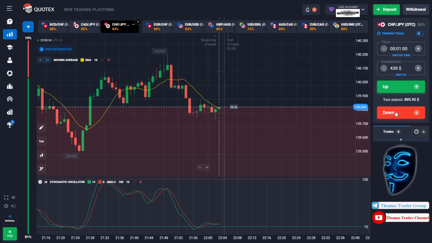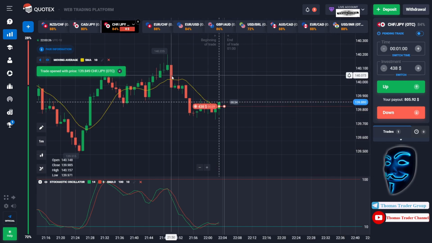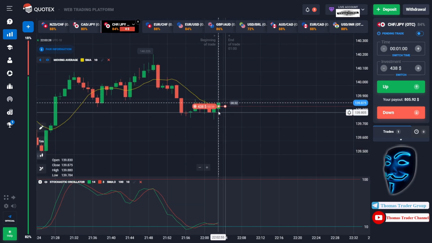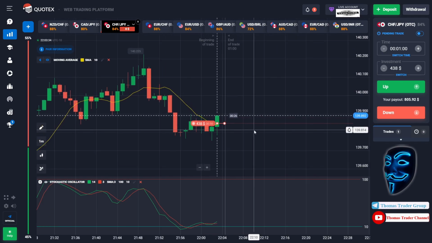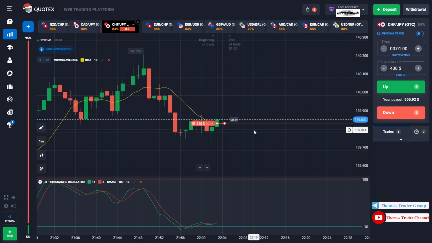Over here we can open sell for 1 minute. As you can see, the market is going bearish and the market has already touched the moving average line. When the market touches the moving average line, it will make a rebound and it will continue the bearish trend. Let's prove it and let's wait till the end of our trade.